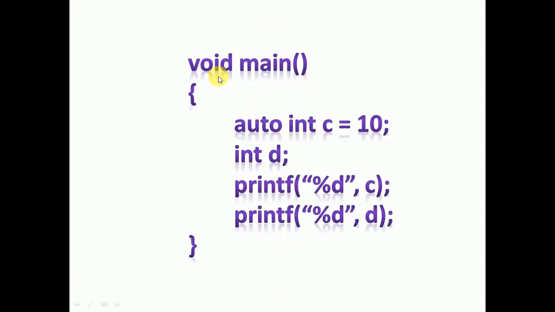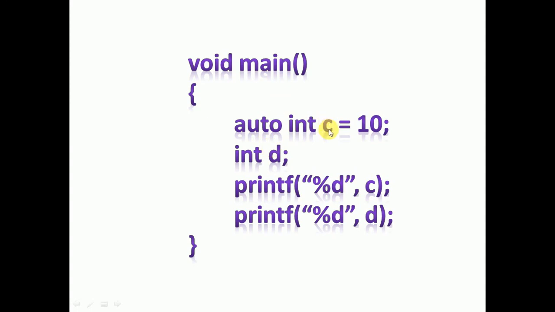Now see this example. I have written void main, and inside this bracket I have written auto int c equal to 10 and int d. Now see, in front of int c I have written auto, but in front of int d I have not written auto. But it does not mean that d is not auto in nature. Even if we write it or don't write it, the variable is by default auto in nature. So both c and d are local variables and are auto in nature.